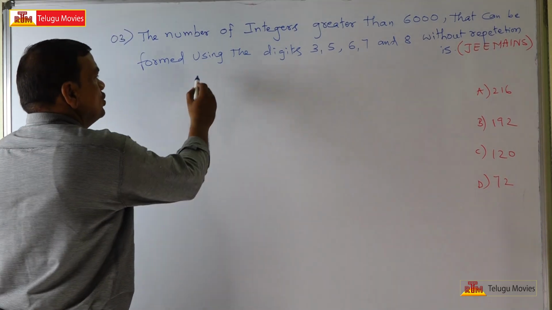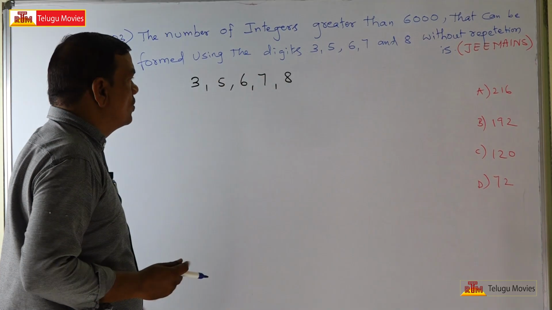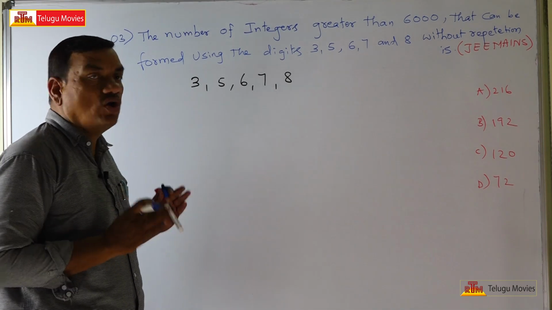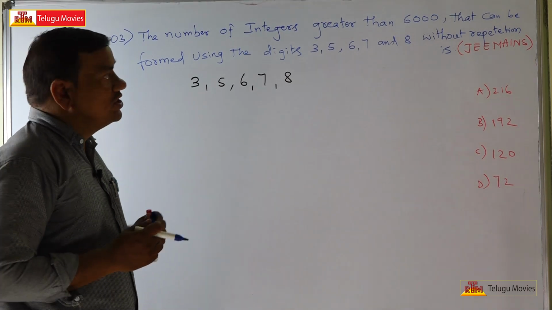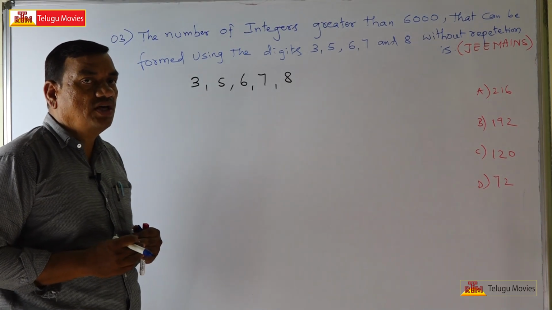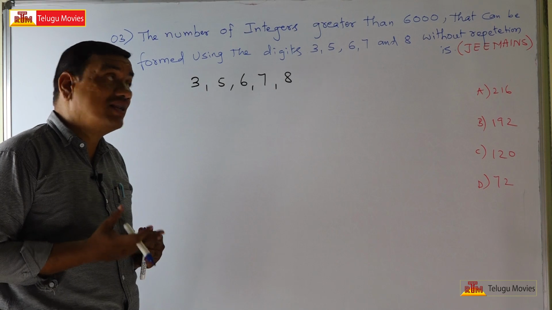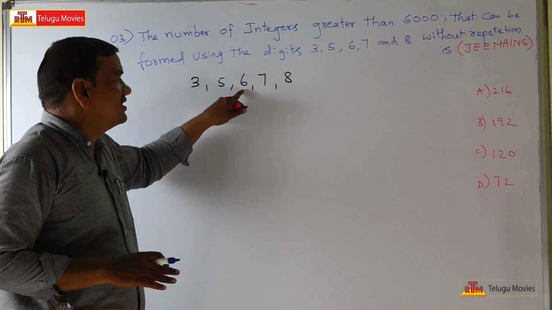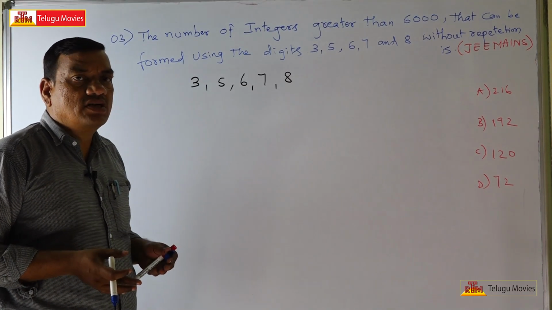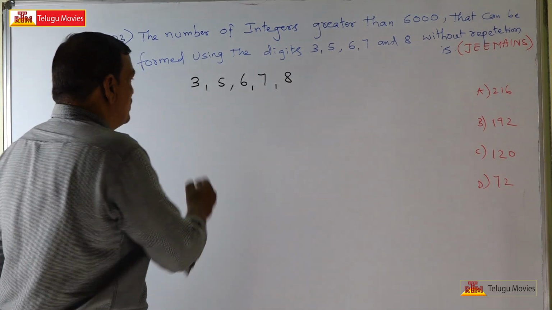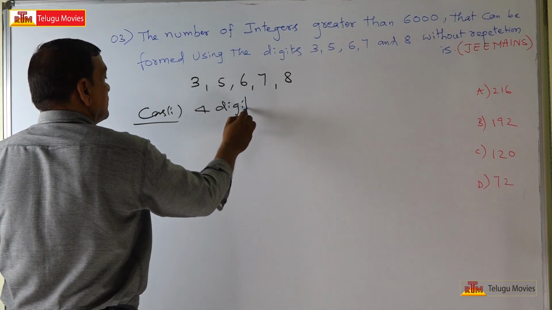Here, what are the digits you have to use? 3, 5, 6, 7, 8. Five digits are given, and you have to form numbers which are greater than 6000. 6000 is a 4-digit number, so there is a possibility of 4-digit numbers which are greater than 6000. Why? Because 6 is there, 7 is there, 8 is also there. Obviously, all 5-digit numbers are greater than 6000. So first I will take case 1 as 4-digit numbers.